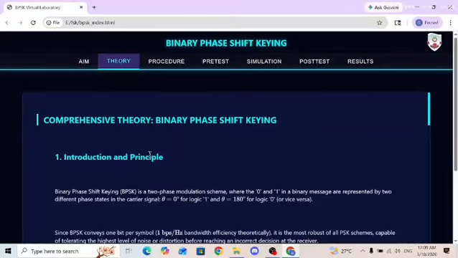In BPSK modulation, the binary data is first converted into a polar NRZ signal where logic 1 is represented by positive voltage and logic 0 is represented by negative voltage. This signal is then multiplied with a carrier wave. When input bit is 1, the carrier remains unchanged. When input bit is 0, the carrier undergoes a 180-degree phase shift, meaning the waveform is inverted. This makes BPSK one of the most robust modulation techniques against noise.